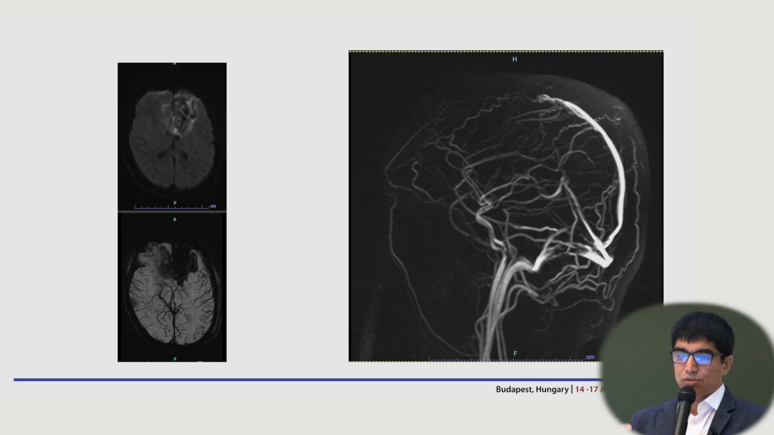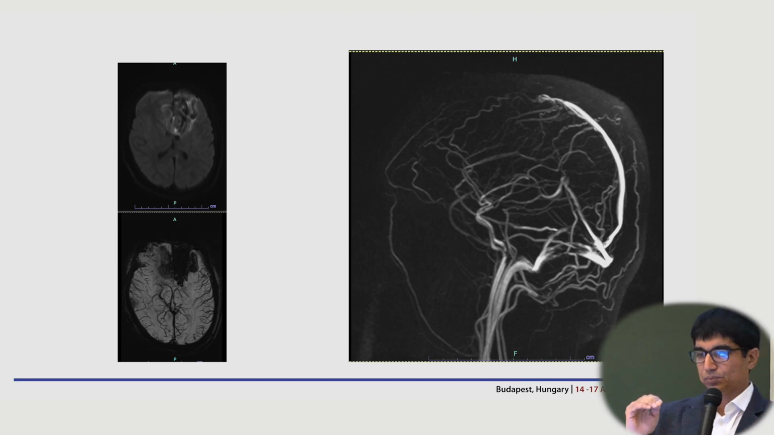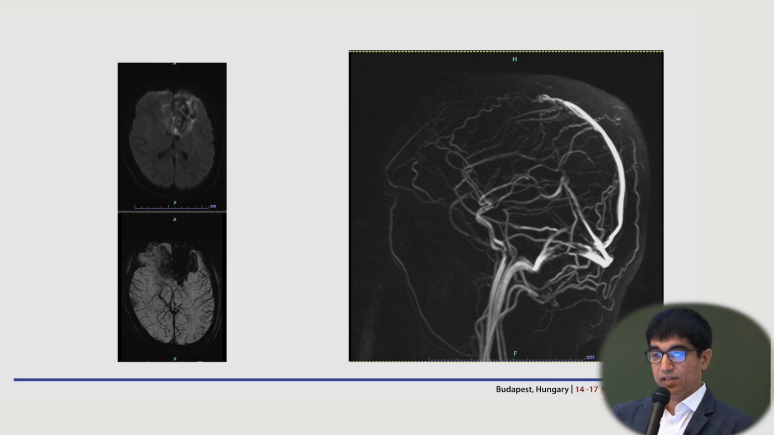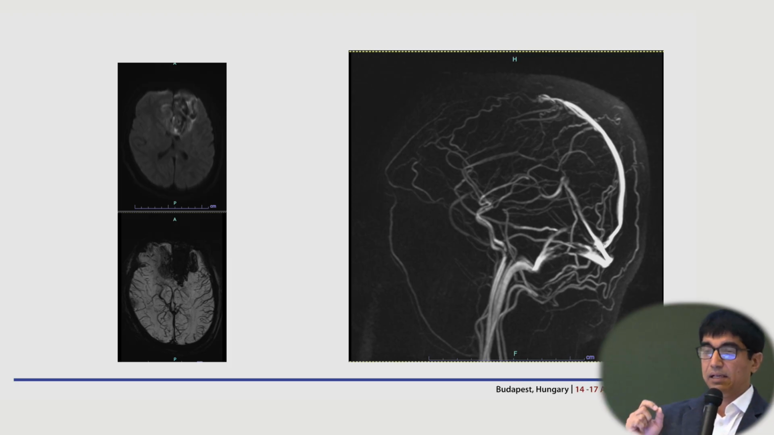So the caveat here is to look for hematomas which are near the major venous sinuses or near the major venous draining channels, and which are not in a major vascular territory. So these patients should be subjected to a venogram also.